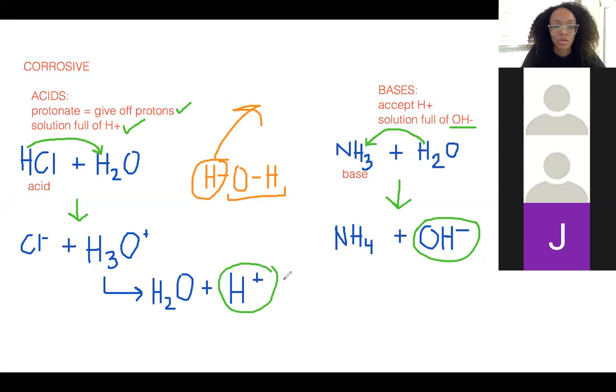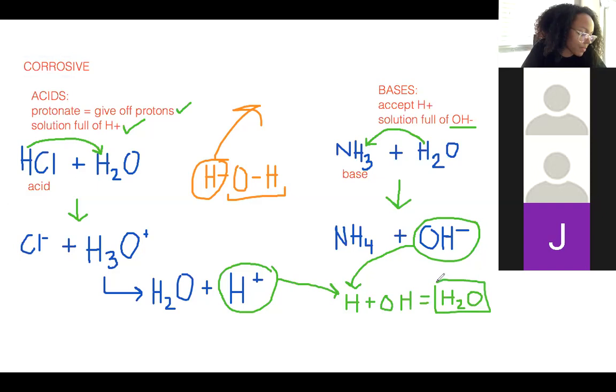We know that acids are solutions full of H+. We know that bases are solutions full of OH minus. When we do H plus OH, what do we get? The most dangerous thing ever? Somebody just tell me what that is. Water. Water. Thank you. Okay.